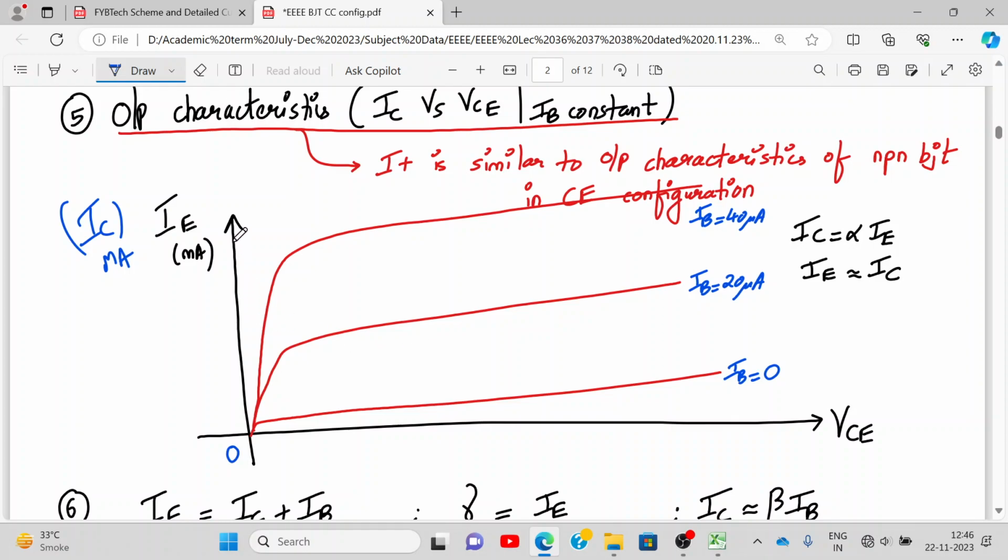Please draw the characteristics and refer to the explanation of the common emitter output characteristics. I told you the difference. What is the difference? On the y-axis, instead of IC, we have IE, and IE and IC are almost the same. Alpha times IE. Okay, drawn?